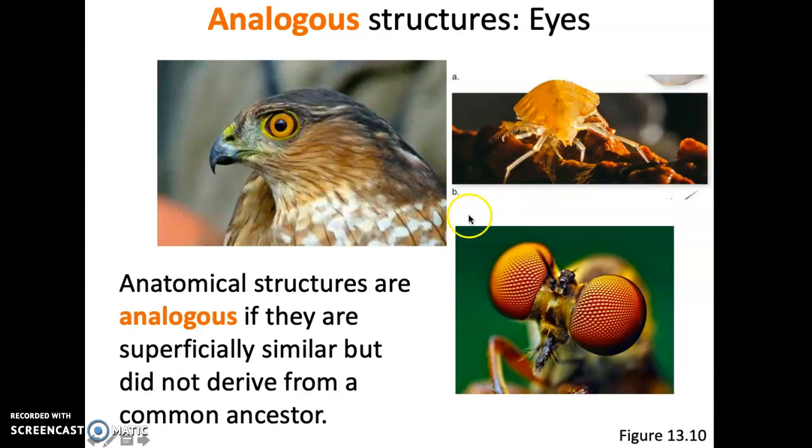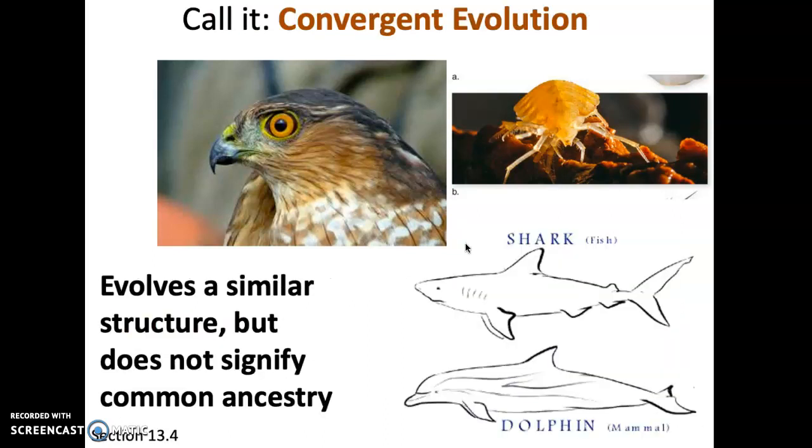And they are superficially similar. They sort of do the same thing, but it does not have the similarity that would make you think that they all came from a recent common ancestor. So we would call those structures analogous as compared to the homologous. In this case of the eyes, it's also a case of convergent evolution because this structure has evolved similarly in different organisms. It has the same function, but it does not mean that they had that common ancestor.